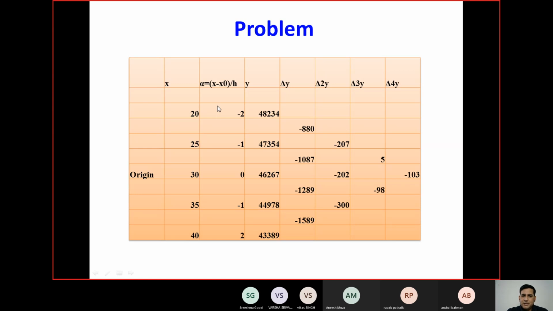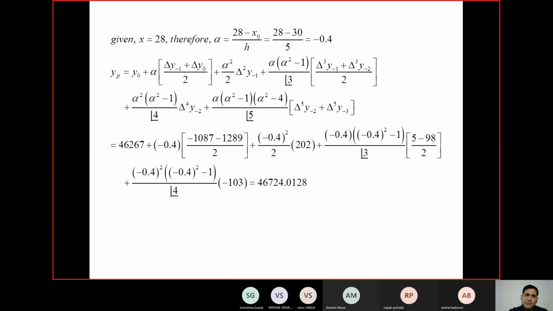And these are the same thing. You just calculate the differences here again, so this minus that. You practice on that, and you will create this particular table. Now the question is, let's say we want to calculate at x value 28. I was talking about 25 earlier, but now you are taking 28, so you can calculate your alpha.